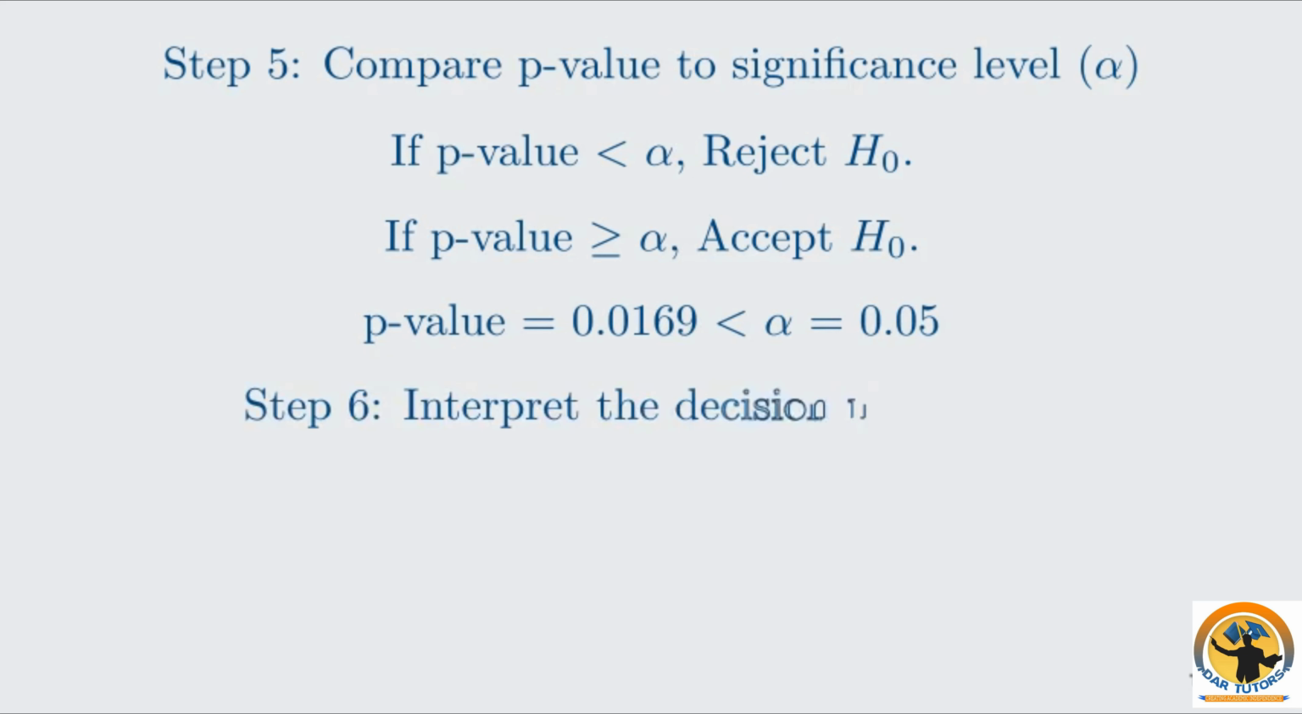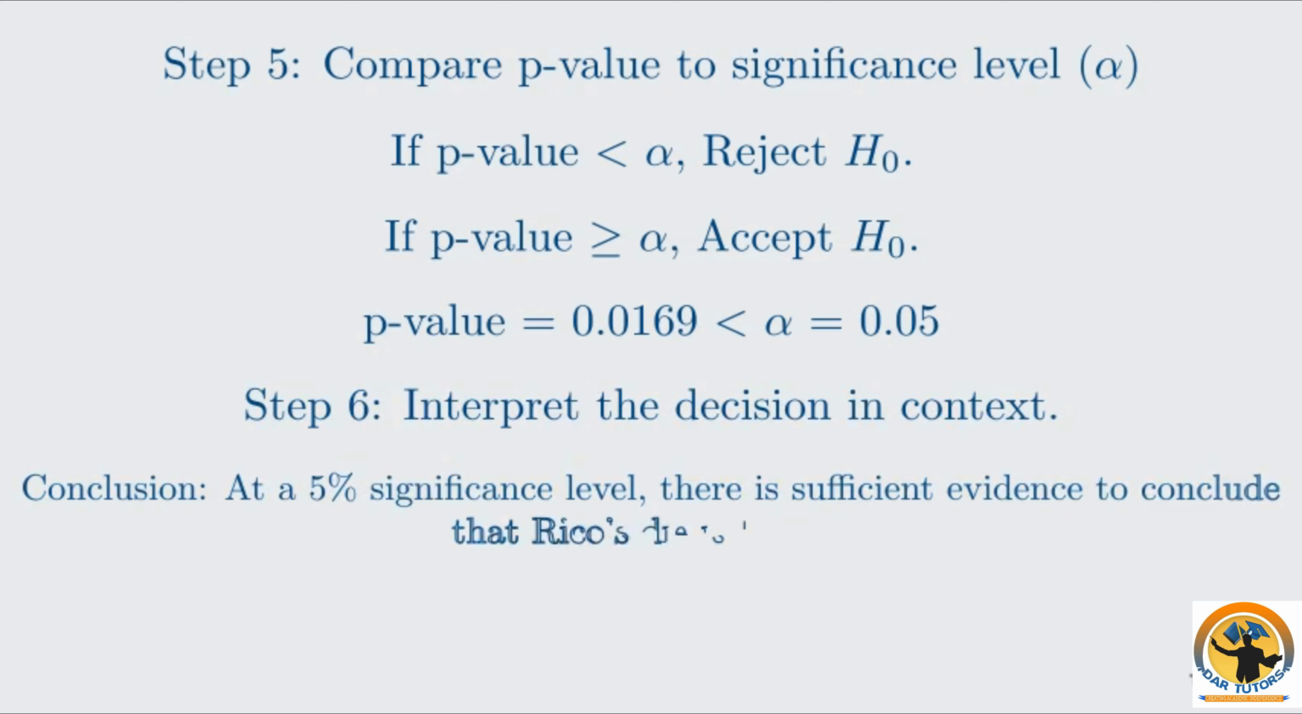This brings us to the final and most important step, interpreting our result in the context of the problem. We must clearly state what our statistical decision means in real-world terms. Since we rejected H0 in favor of H1, we conclude that there is sufficient statistical evidence at a 5% significance level to suggest that Rico's die is biased. The observed frequencies are too different from what we would expect from a fair die.